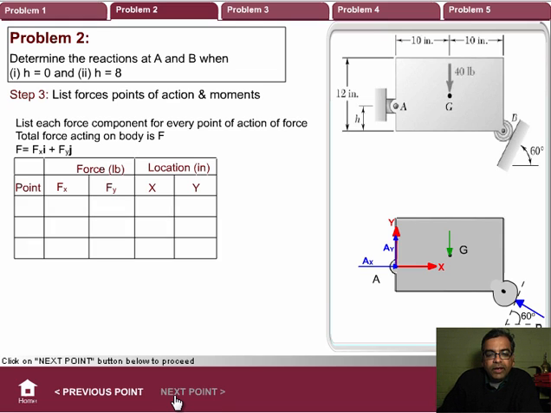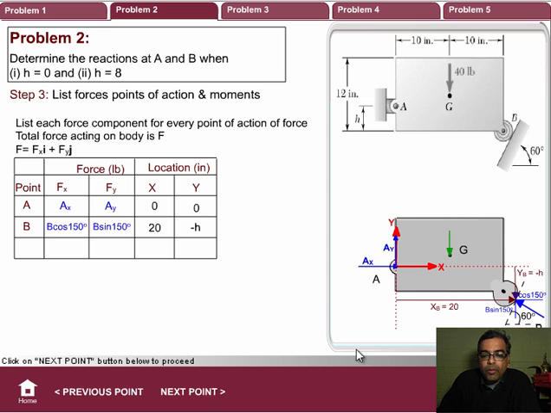So this is the interesting thing. We're going to look through each point, write the force at that point, Fx and Fy, and the location. Let's see. Point A. Can you see that point? There are two forces, one in the x direction, one in the y direction. They are both unknown. The location we know, they are both at 0, 0.